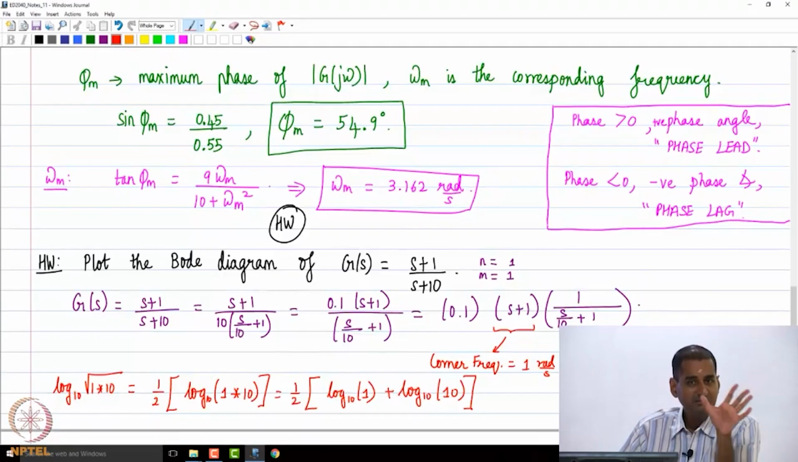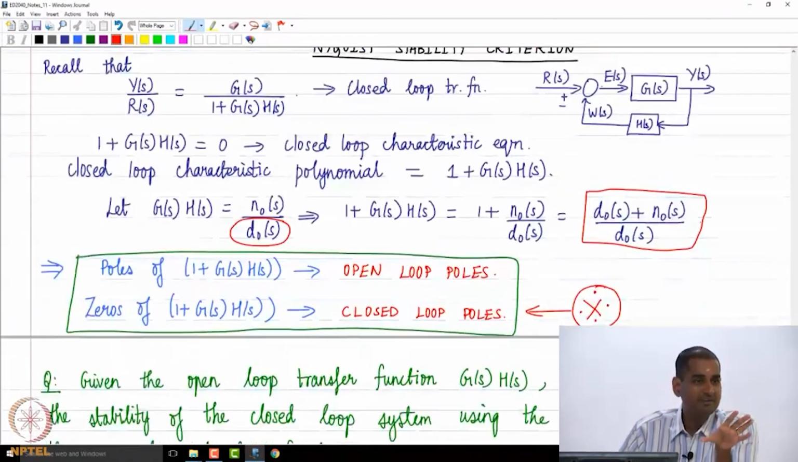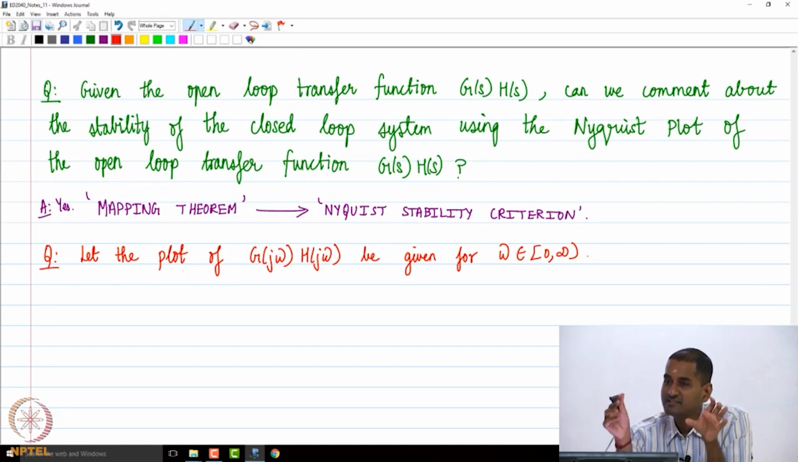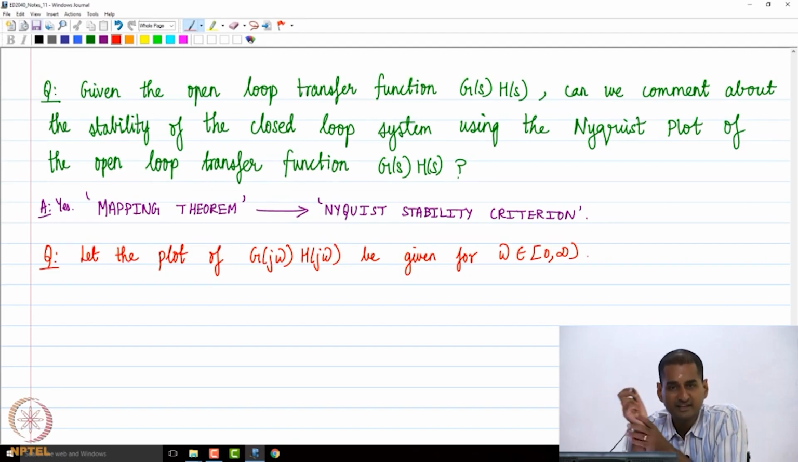Okay, so till now we have been looking at omega as a physical parameter, associated with frequency, where it can take only positive values. But when we go to the mapping theorem and the Nyquist stability criteria, we are going to look at omega as a real parameter, and it can take values from minus infinity to plus infinity. We will learn that in the next class.